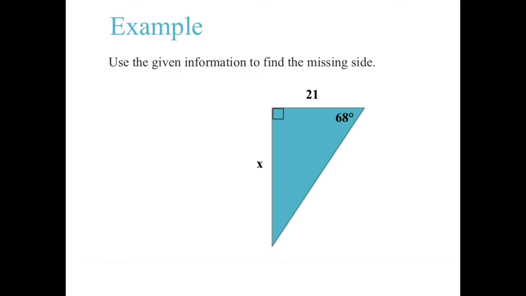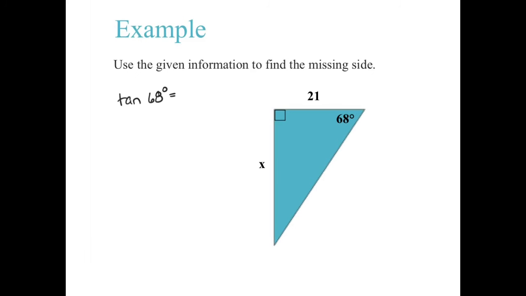In this case, I have the opposite side and the adjacent side. When I have the opposite side and the adjacent side, the thing to use is tangent. Tangent of an angle, in this case 68 degrees. Tangent is opposite over adjacent. So my opposite side is x, and my adjacent side is 21.